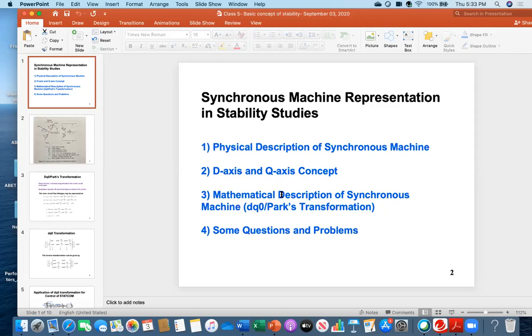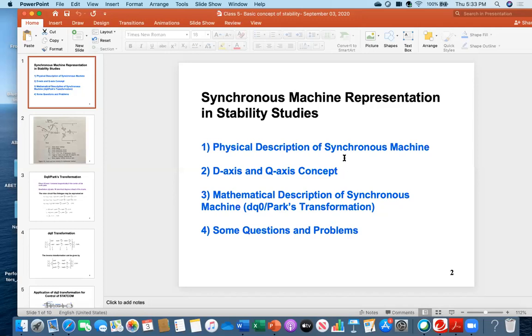And then the mathematical representation or description of the synchronous machine in terms of what is called the dq0 or Park's transformation. This is a very important and very famous transformation theorem in power systems. I'll be discussing that, followed by some questions and numerical problems. Today you all need a calculator to solve some problems.